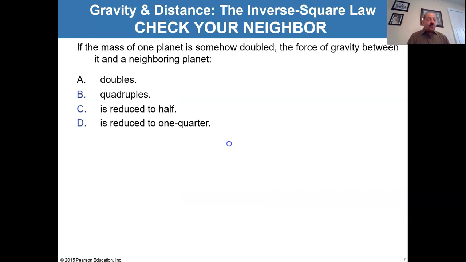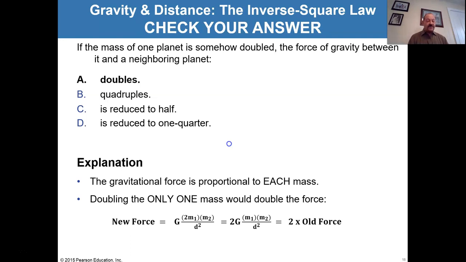If the mass of one planet is somehow doubled, the force of gravity between it and the neighboring planet, A, doubles, B, quadruples, C, is reduced to half, D, is reduced to 1/4. All right, well, we know that the force is directly proportional to each of the masses separately. So if we double the mass, we're going to double the force. And so it's a direct proportionality.